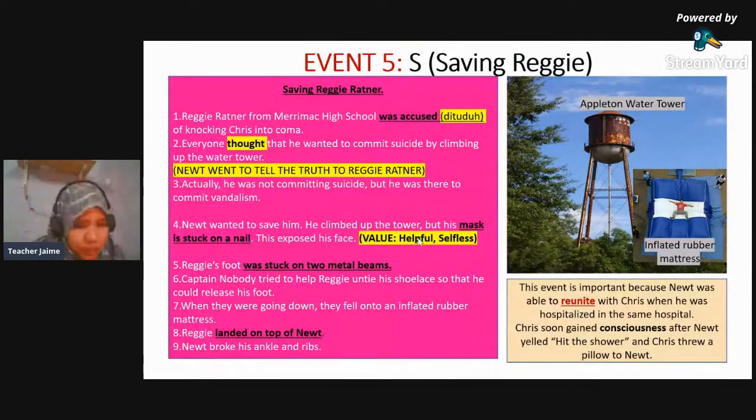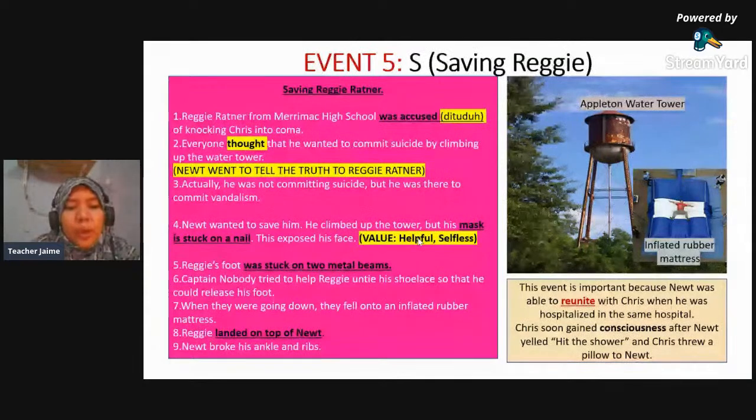Reggie's foot was stuck on 2 metal beams. Metal beam ada 2, sangkut kat tengah. Alright, Captain Nobody tried to help Reggie untie his shoelace so that he could release his foot, supaya dapat release his foot. When they were going down, they fell onto an inflated rubber mattress. And masa jatuh tu, Reggie landed on top of Newt.